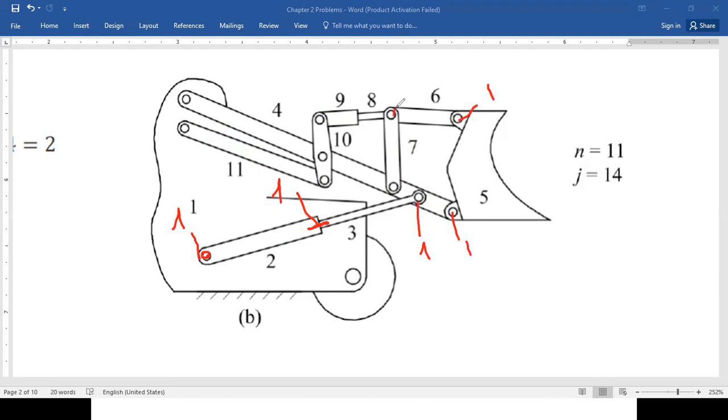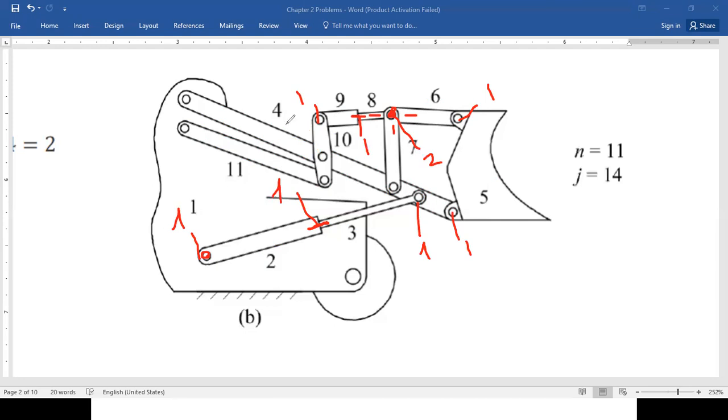What about this one? How many links is this joint connecting? Yes, it's a multiple joint because you have 1, 2, and 3. So it's connecting 3 links, so it's a multiple joint, counted as 2. You have here a slider joint in the hydraulic cylinder. This is a full joint, also a full joint, also a full joint.